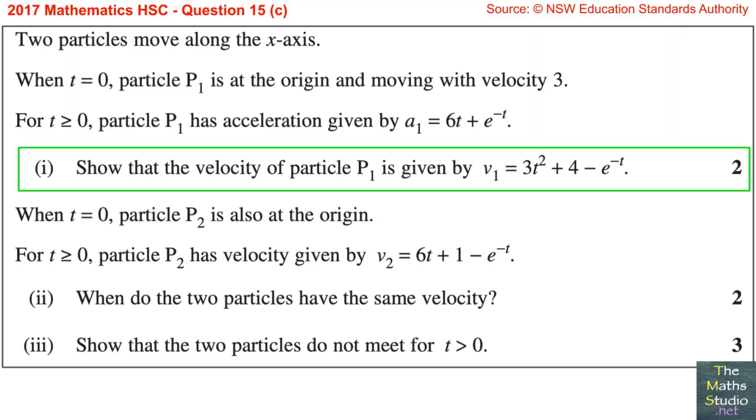Question 15, Part C. Two particles move along the x-axis. When t equals 0, particle P1 is at the origin and moving with velocity 3. For t greater than or equal to 0, particle P1 has acceleration given by a1 equals 6t plus e to the power of negative t. Part 1. Show that the velocity of particle P1 is given by v1 equals 3t squared plus 4 minus e to the power of negative t.